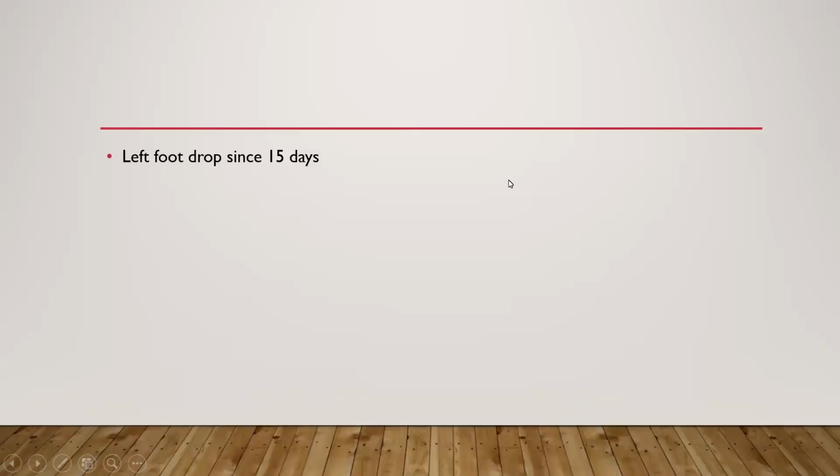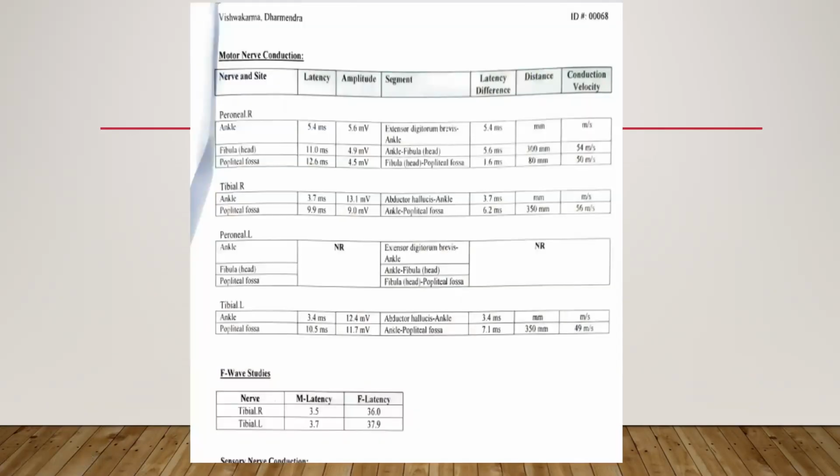The patient presented with left foot drop since 15 days. This is the nerve conduction study. Dr. Asta, you can see. Yes, sir. Ma'am, in this, the amplitude in the right peroneal is normal, 5.6, and also the latency is normal, and conduction velocity is normal, 54. And then in the right tibial also, the amplitude is normal, and latency is normal, and velocity is also normal.